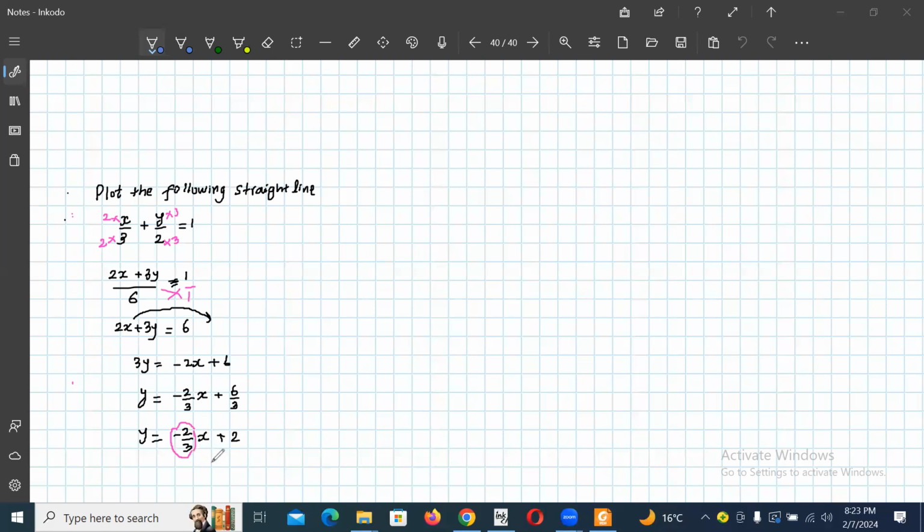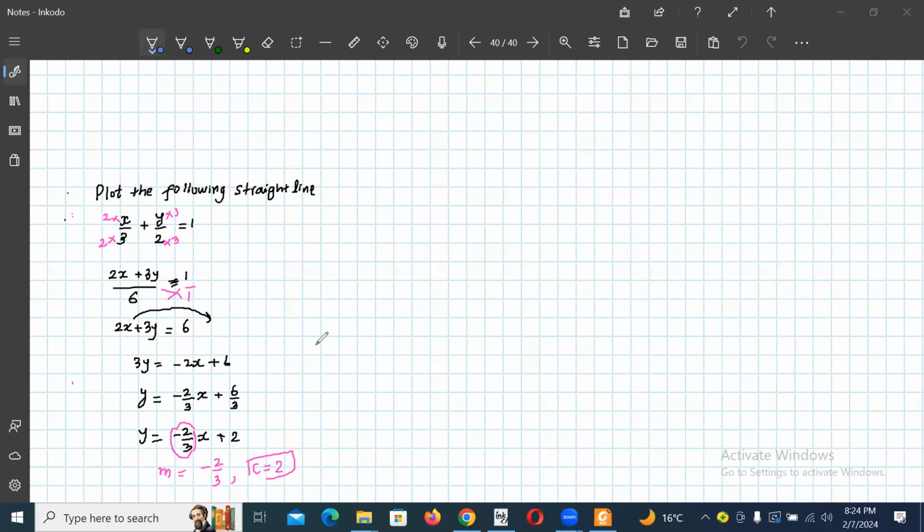For example, if I ask what is the gradient of this equation of line, m equals minus 2 over 3, and the y-intercept, which is c, means when you draw your line on the graph paper, it must touch or cut the point 2 along the y-axis. So it passes through point 2. This is the y-intercept. And the gradient is negative, so your line will go from left to right downward.